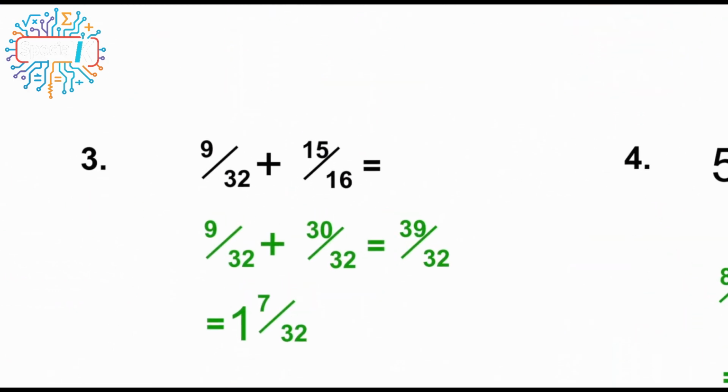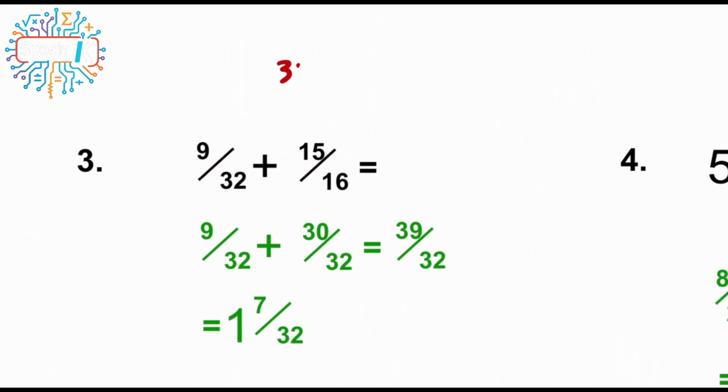I have 9 over 32 and 15 over 16. You obviously know that, right? 32 and 16. What is the least common denominator? Remember, the least common denominator should be equal to or bigger than the biggest number. So we have 32 and we have 16. Obviously that number should be 32. But let's see how we found the 32.